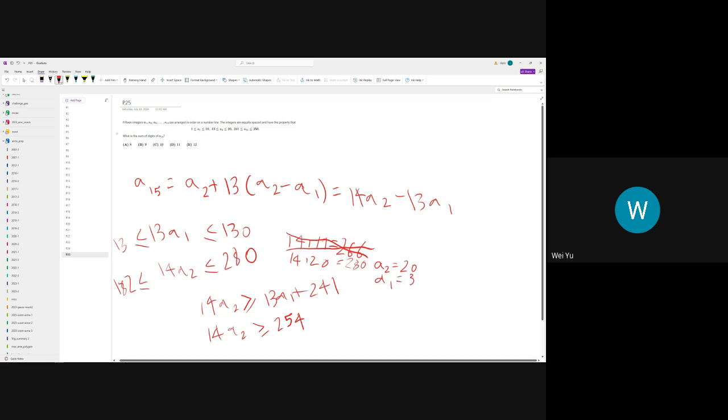Now we can just calculate A14. So it's 13A2 minus 12A1, which is equal to 260 minus 36, which is equal to 224, whose sum of digits is 8. Okay, thanks.